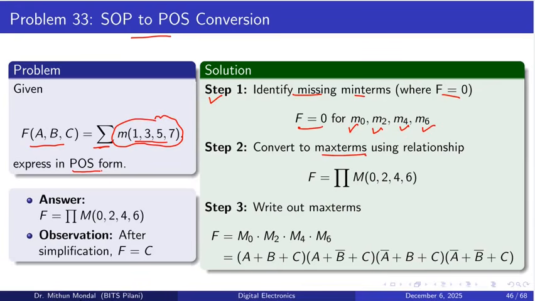So convert to max terms using this relationship. Here we have the product symbol and then capital M, which is the representation of index for POS, and these terms 0, 2, 4, 6 are the ones where f is 0. So write out the max terms. Now we have the product of these indexes, and we know that M0 is equal to a plus b plus c, M2 is a plus b bar plus c, and that product we are trying to obtain. This is basically the product of sum.